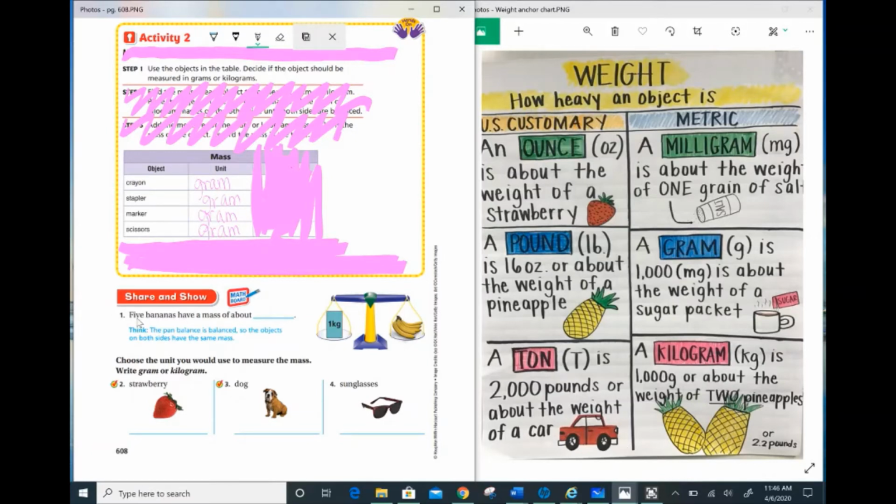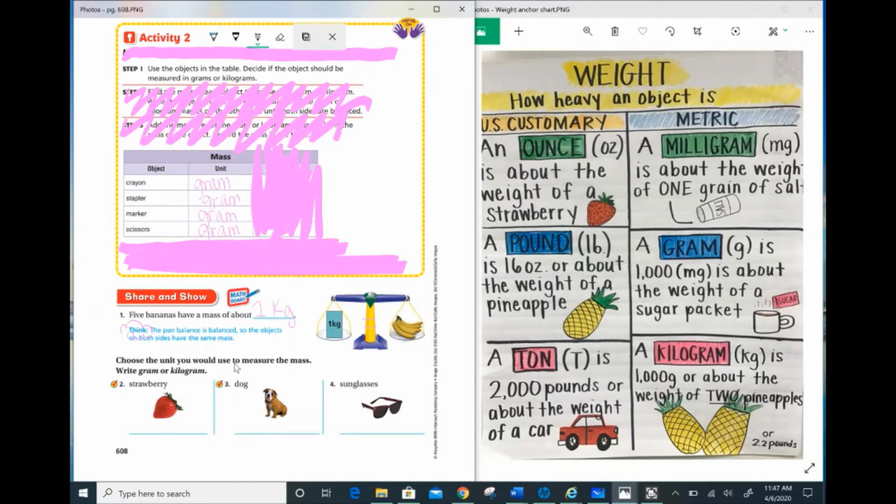Let's go ahead and look at number 1. It says 5 bananas have a mass about... So if I look at my balance here, I know they're equal. So I think 1 kilogram is equal to 5 bananas. And then my little thing also says the pan balance is balanced, so the objects on both sides have the same mass. So 5 bananas equal to 1 kilogram.